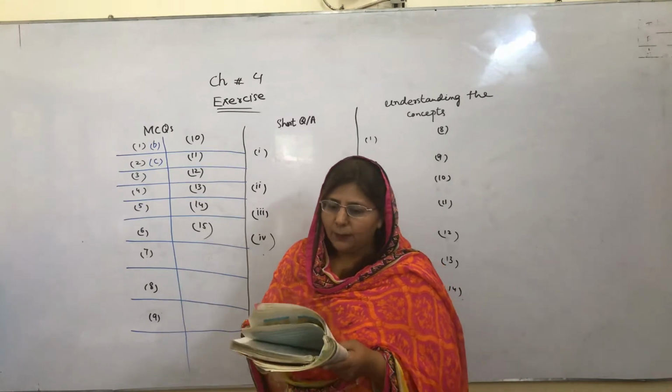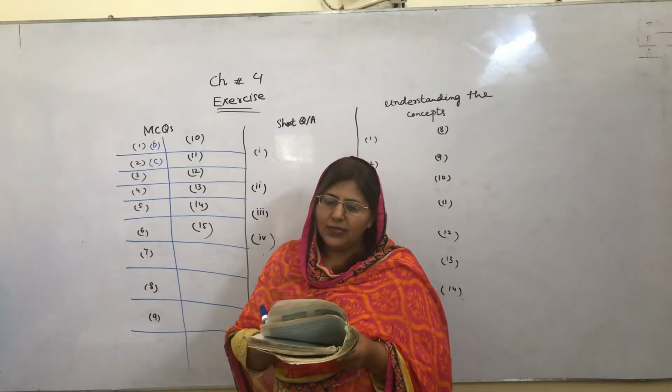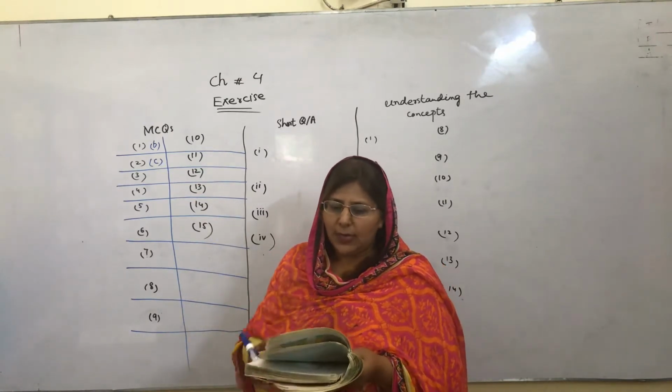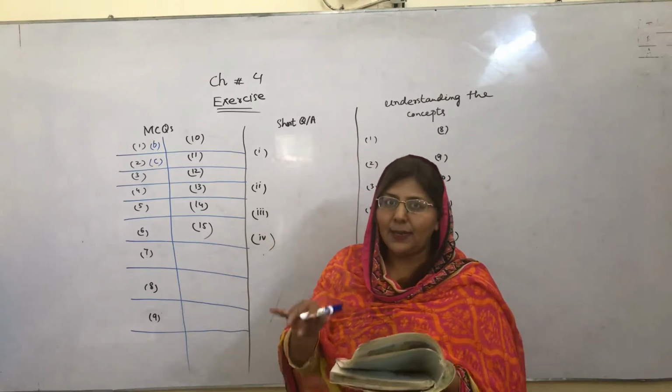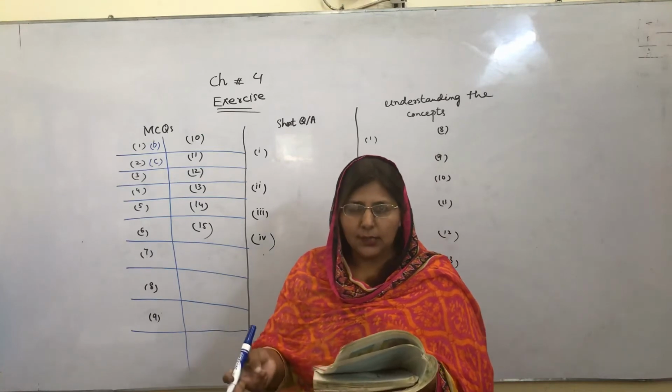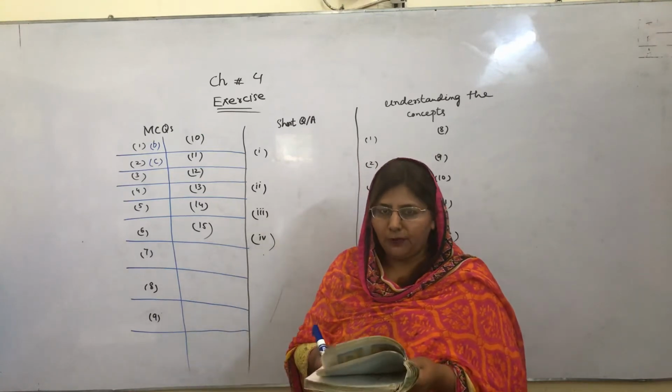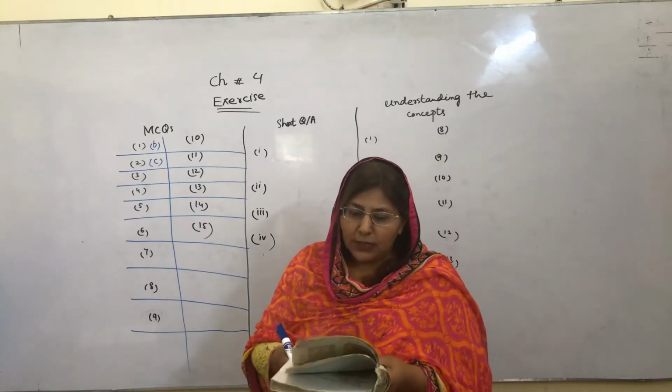Number 3, the plasma membrane does all of these except. The question is that the plasma membrane can do all functions except this one; it cannot perform this function, but it can perform all the other functions. So we read the options.